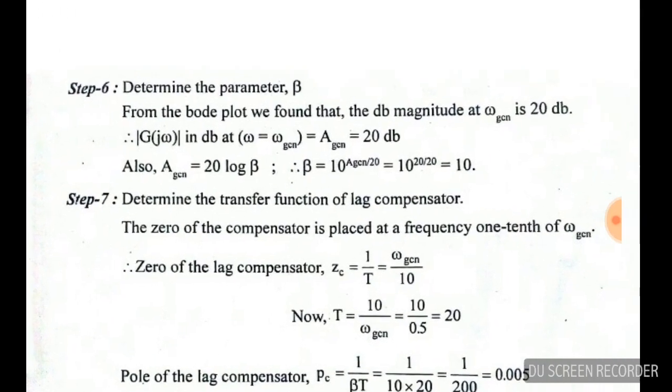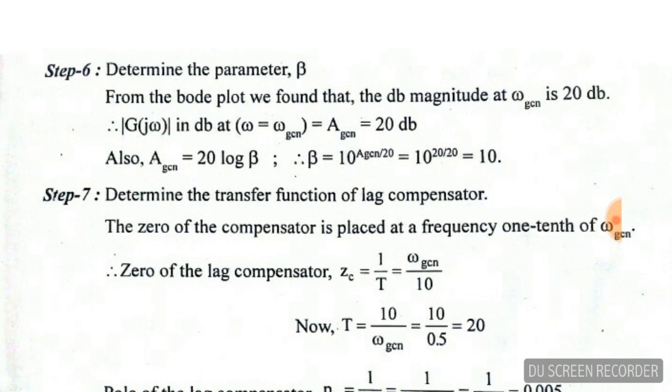Next step is to determine the parameter beta. The standard equation for the lag compensator is beta into (1 plus sT) divided by (1 plus s beta T). So we need to find beta, and the equation containing beta is that the new gain A gcn is equal to 20 log beta. From that equation we can find beta because we know the new gain, and we can calculate that. So beta is equal to 10.